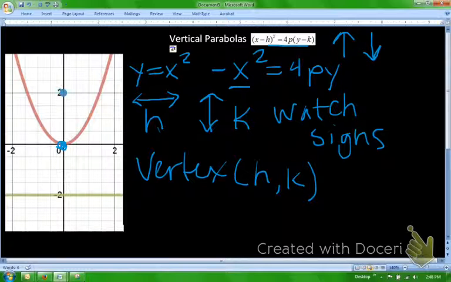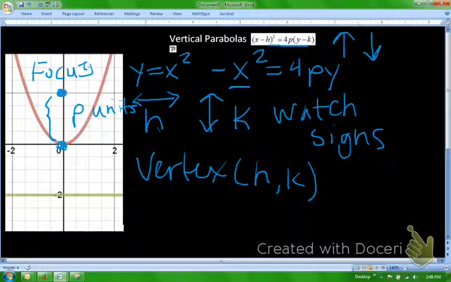The next point we're going to deal with is right up here, and this point is called the focus, and it is inside the parabola. And what I really want you to see is that the distance from here to here is p units. That's how far we're moving up and down. P units. This is really important.